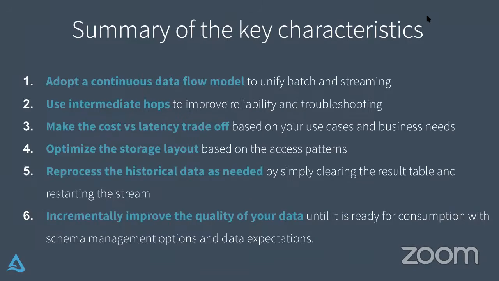All right, so like I noted before, here's a summary of those key characteristics. Adopt a continuous data flow, use intermediate hops to improve reliability and troubleshooting, and make the cost versus latency trade-off based on your use case and business needs, and optimize the storage layout based on your access patterns. Reprocess the historical data as you need and incrementally improve the quality of your data so it's ready for consumption. Okay, these are the key characteristics of the Delta architecture that will allow you to simplify your flow.